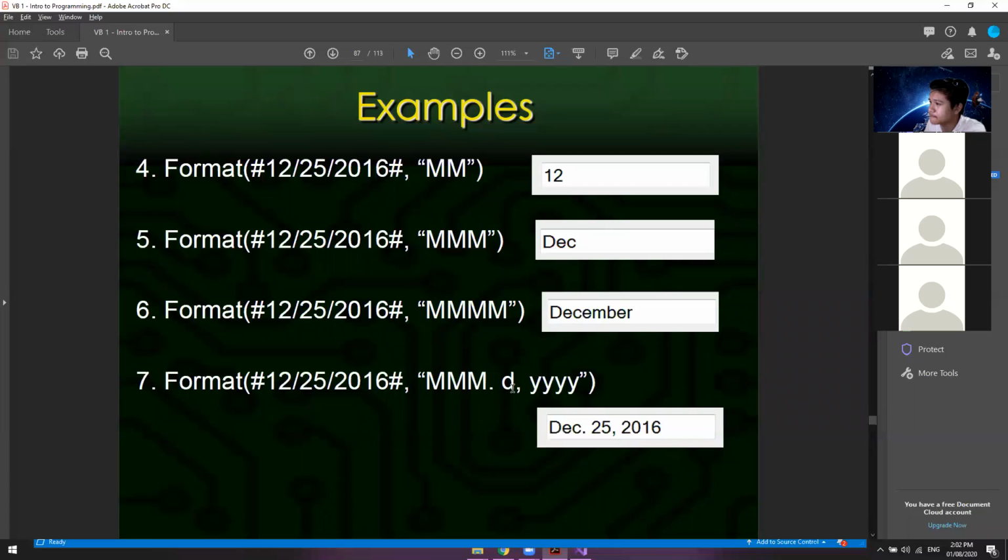So, question, guys? So, pwede nyo itry ito para makita nyo kung paano siya gumana or kung paano siya paglaruan. Question? None, sir. Alright. So, sabi ni Mr. Miles, wala daw. How about the others?